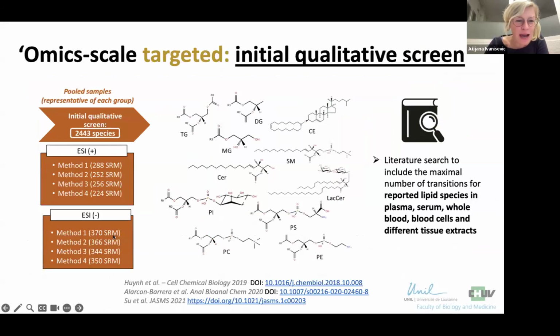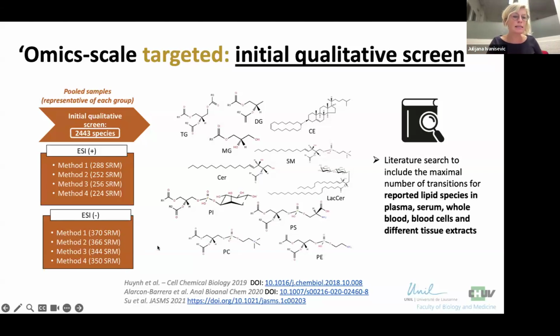So here I wanted to explain why we went ahead with this initial qualitative screen, which was built through the literature research to include the maximal number of transitions for lipids that were previously reported in different types of samples. This includes plasma, serum, but also whole blood, different types of blood cells, and different types of tissue extracts.